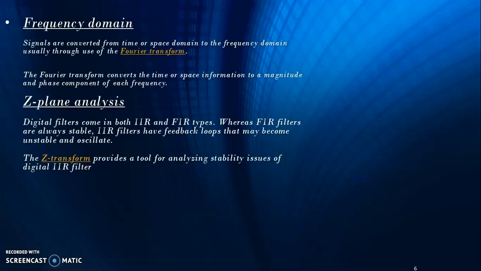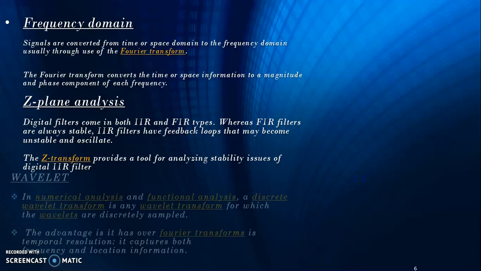Frequency domain. Signals are converted from the time or space domain to the frequency domain usually through use of the Fourier transform. The Fourier transform converts the time or space information to a magnitude and phase component of each frequency. Z-plane analysis. Digital filters come in both IIR and FIR types. Whereas FIR filters are always stable, IIR filters have feedback loops that may become unstable or oscillate. The Z transform provides a tool for analyzing stability issues of digital IIR filters.